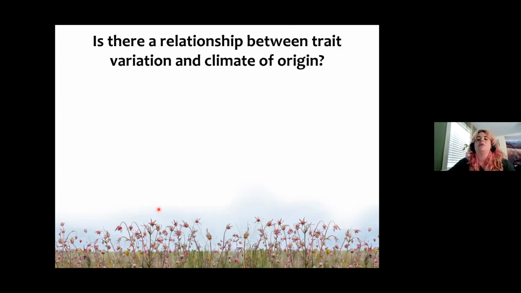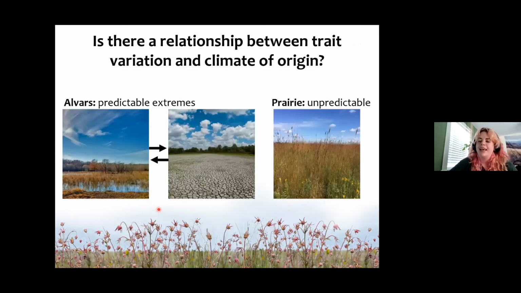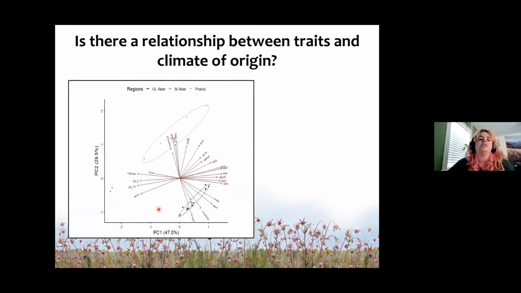And so this last question, is there a relationship between trait variation and climate of origin, is really to understand why we are seeing trait differences and where some of the genetic variation we saw in our traits is coming from. And again, we believe the selection associated with differences in water availability between our regions is responsible for trait differences. And so to answer this question, we downloaded 30-year climate data. So it was average 30-year climate data, and we conducted a PCA.